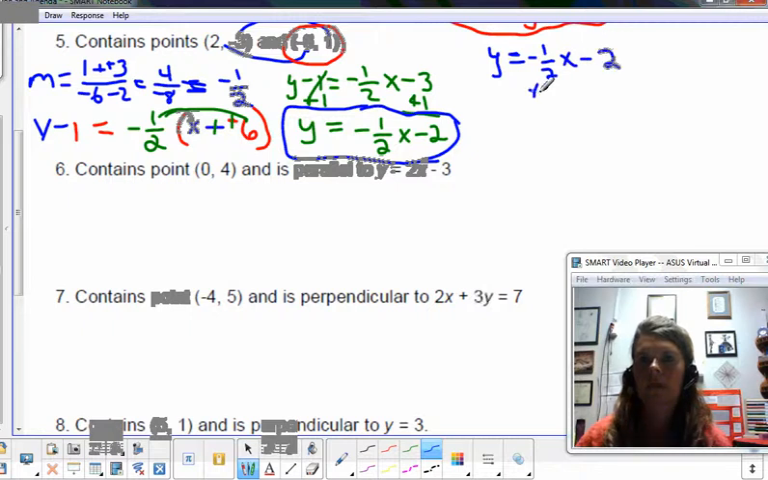So plus 1/2 x to both sides. So we get 1/2 x plus y equals -2.